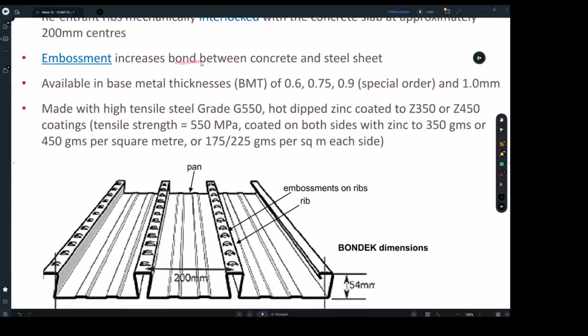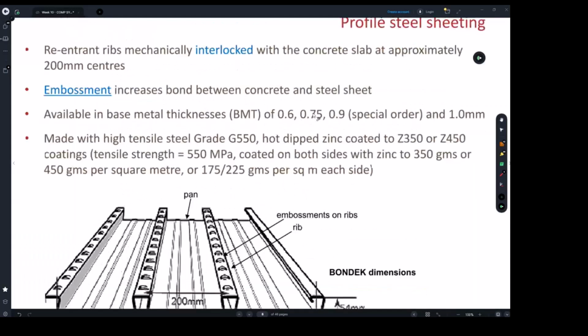So they're going to ensure that there is bond between the concrete and the steel deck. Okay. They are available in different thicknesses. Whenever you go thicker, it's more expensive. Whenever you go thicker, it means you don't need as many lines of props as required. And I'm going to let you see the tables.